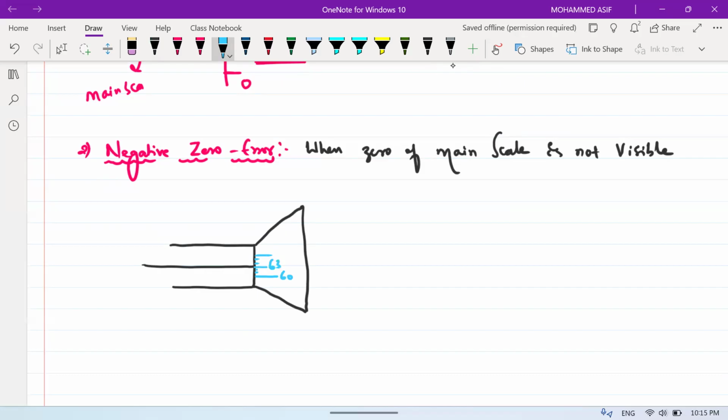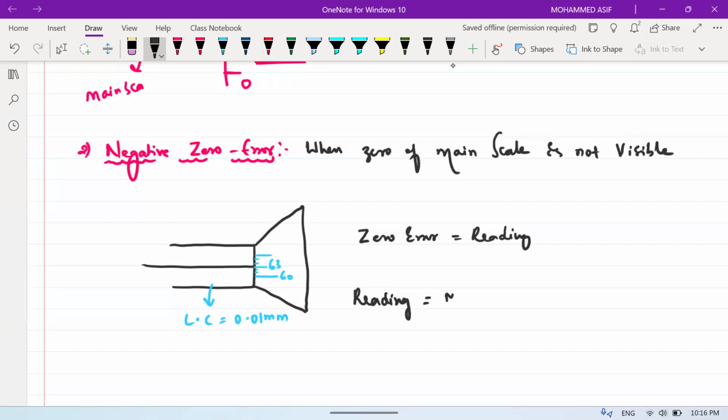Now say for example the least count of this instrument is 0.01 mm, that is given in the problem for me. Then what will be the error for this one? Zero error is nothing but equal to the reading. How do you take the reading? Here the reading will be equal to, anyone? What will be the reading, beta? MSR plus CSR multiplied by least count.